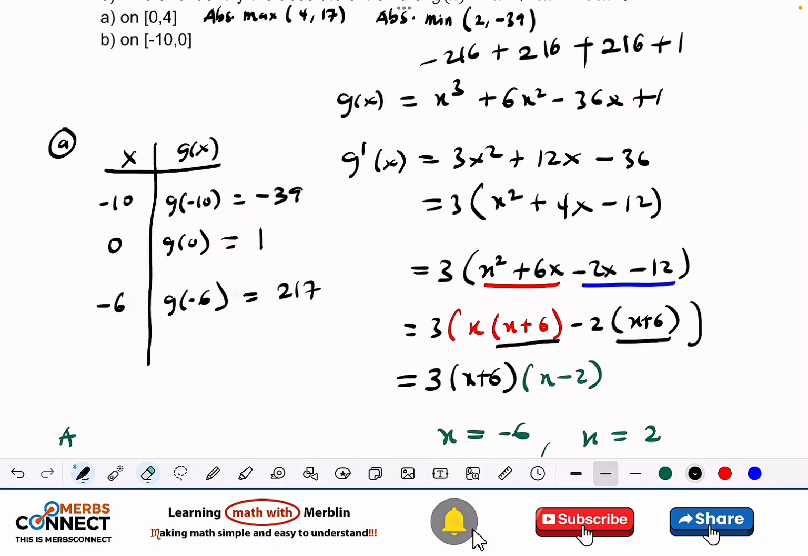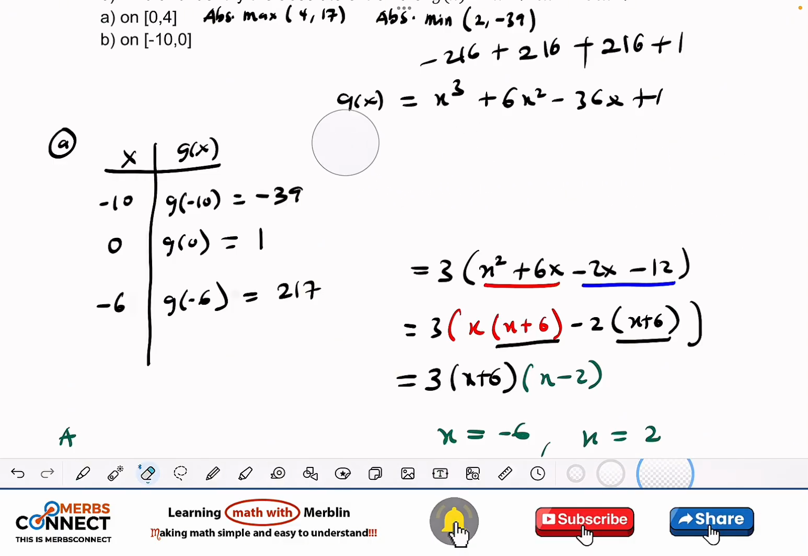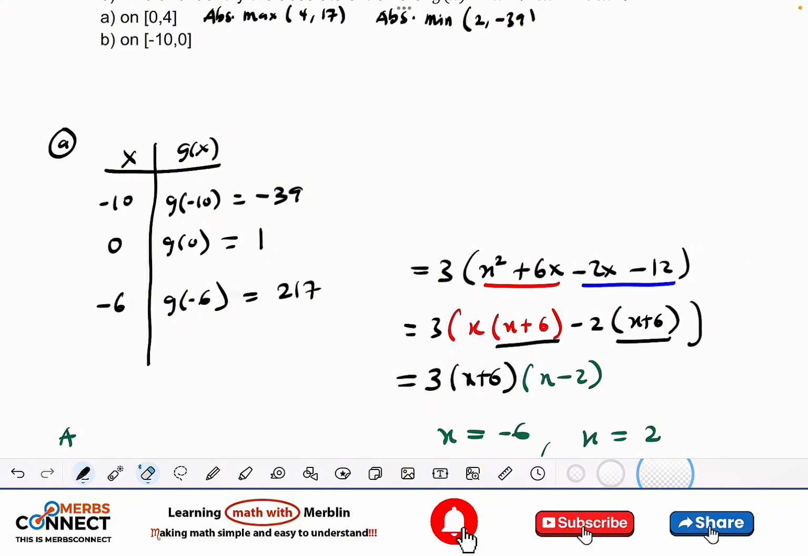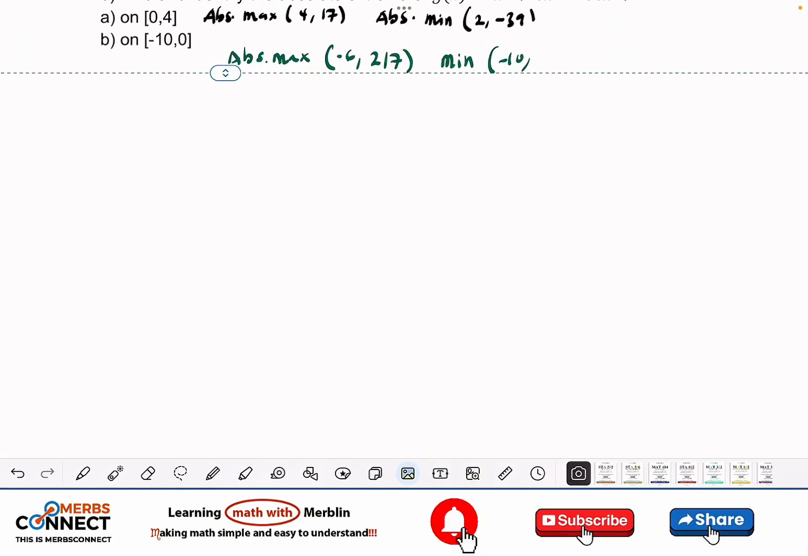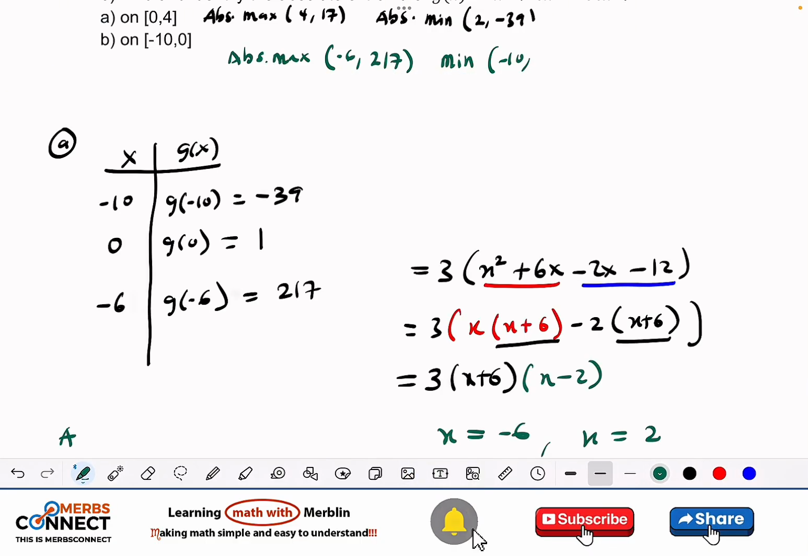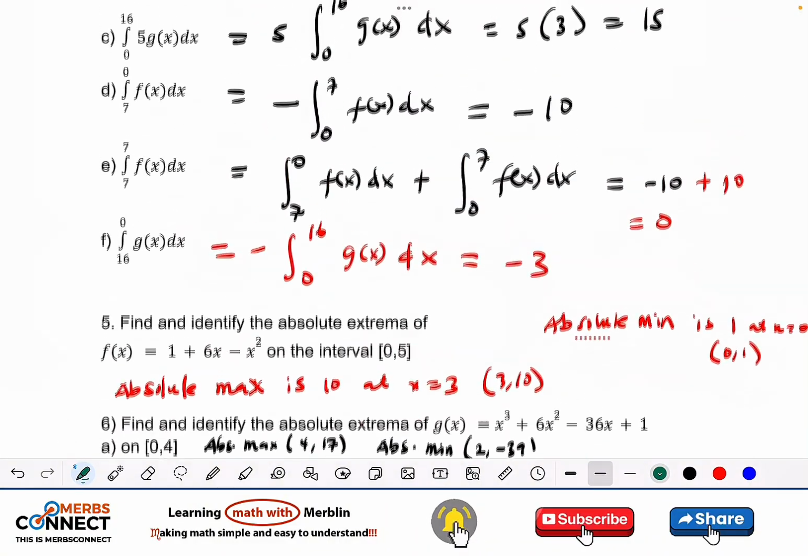Good. So now we can conclude for the last one too that the absolute max is going to be at minus 6 and 217, and then the minimum is at minus 10 and minus 39. Good. So that's what you're going to get for question 5.